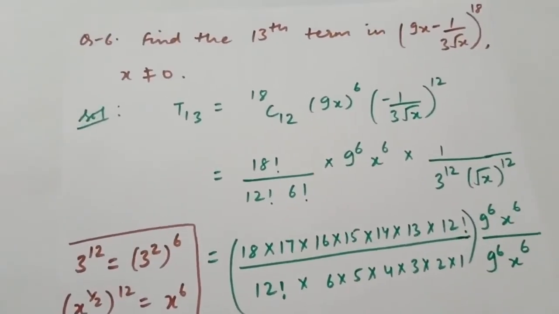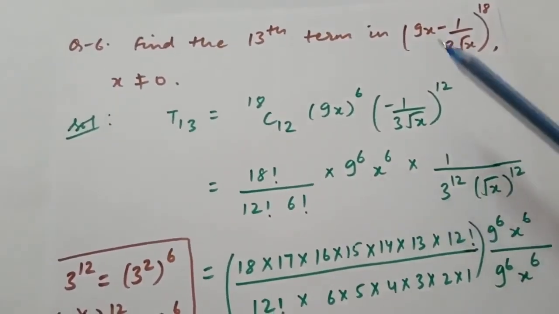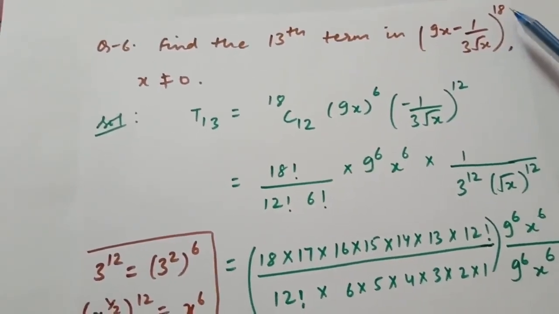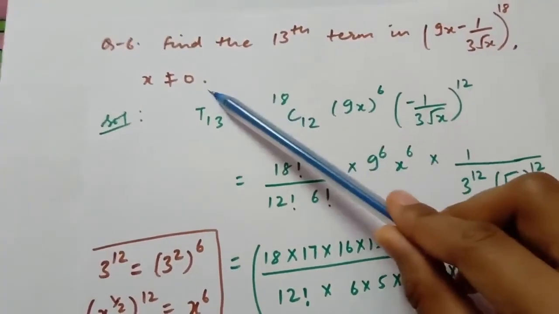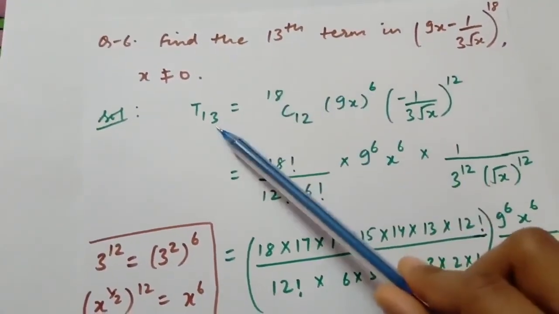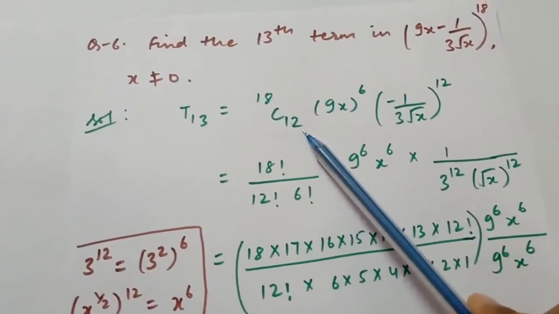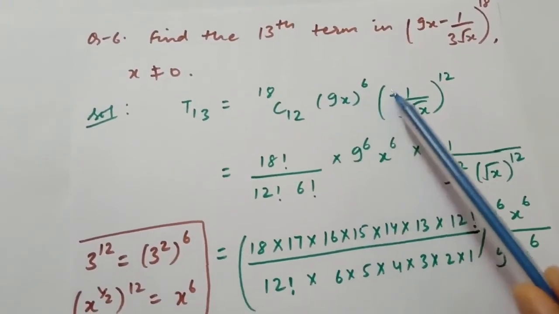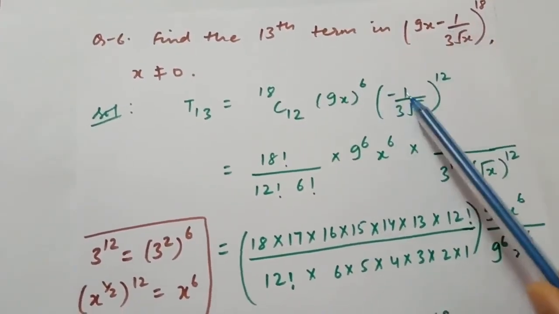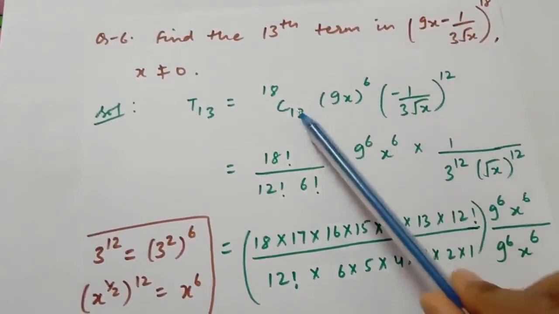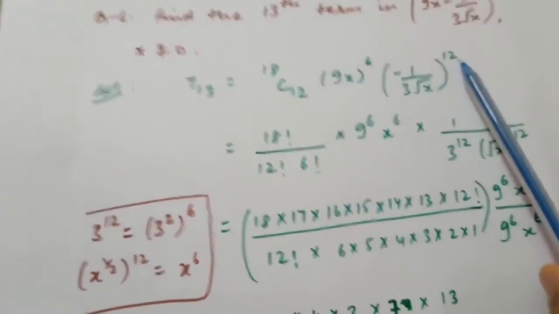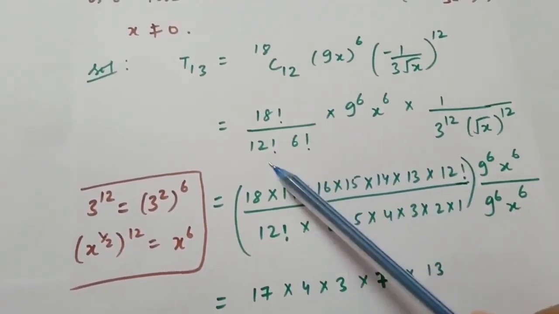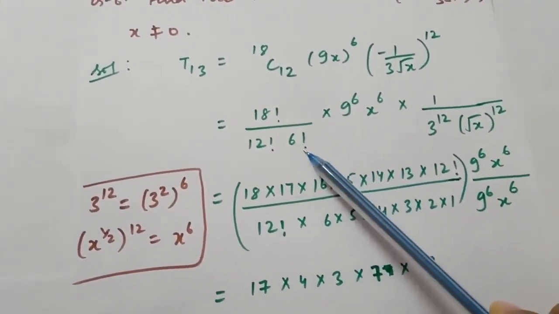Now question number 6. Find the 13th term in 9x minus 1 upon 3 root x whole raised to the power 18. Here also x is not equal to 0. Now the 13th term will be 18c12 9x raised to the power 18 minus 12, which is 6, into minus 1 upon 3 root x whole raised to the power 12. Right? Now solving this, 18c12 will be 18 factorial upon 12 factorial into 6 factorial.